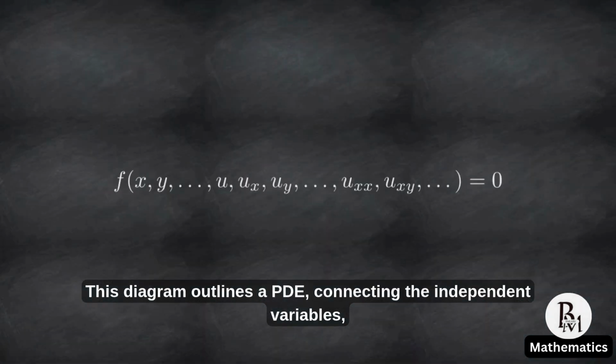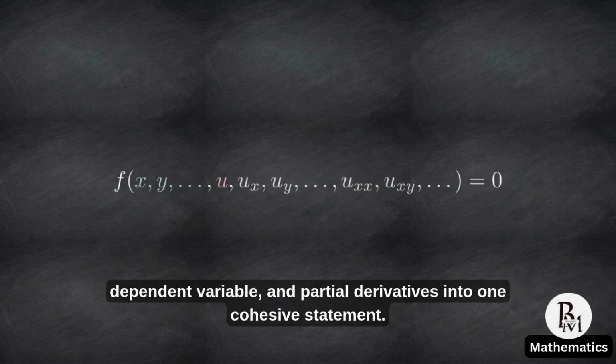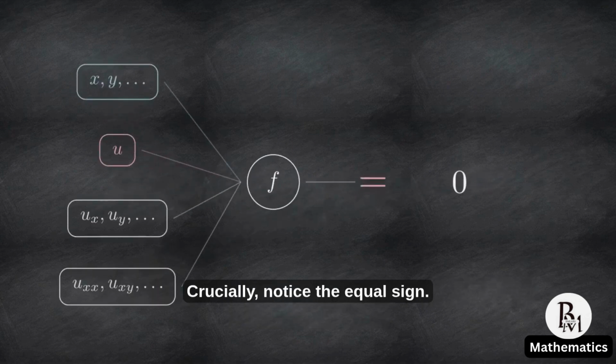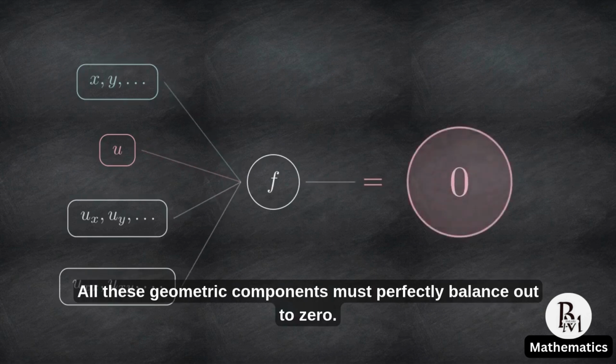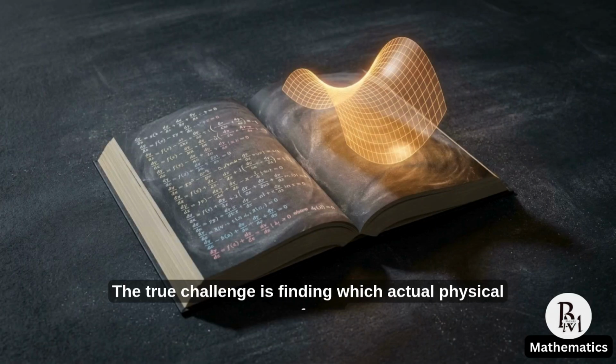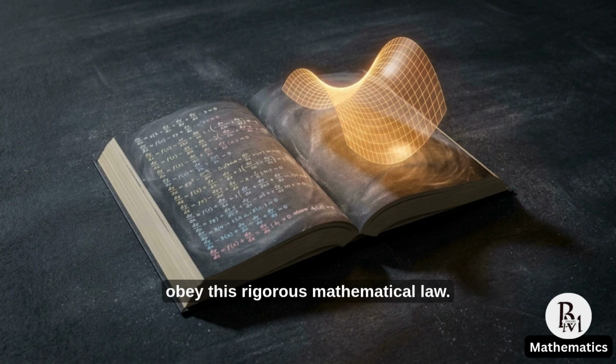This diagram outlines a PDE, connecting the independent variables, dependent variable, and partial derivatives into one cohesive statement. Crucially, notice the equal sign. All these geometric components must perfectly balance out to zero. Writing down this rule is straightforward. The true challenge is finding which actual physical surfaces obey this rigorous mathematical law.